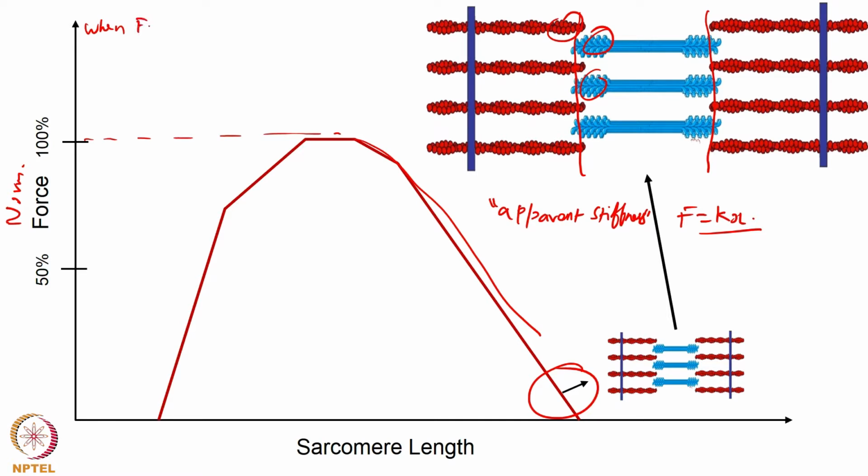When the force produced by the sarcomere is greater than the external load on the muscle, what will happen? Will reduce, is it not? Why? Because it is the sarcomere force that is greater.